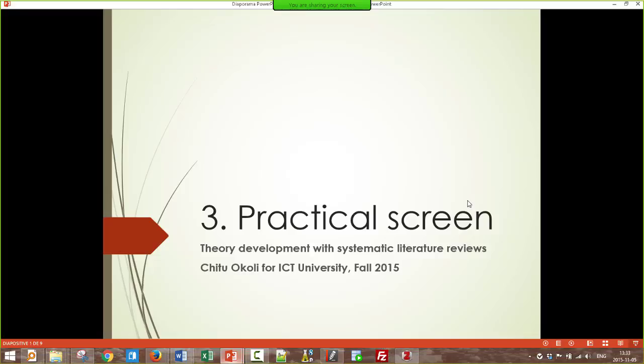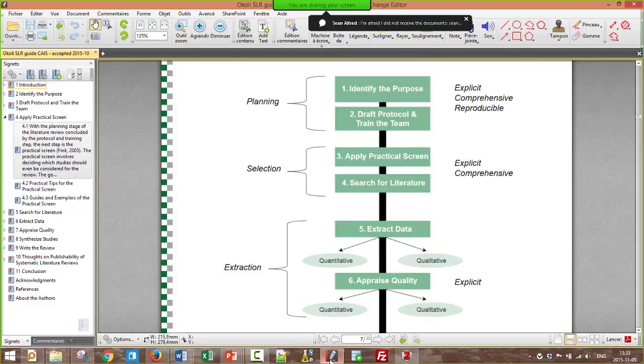Okay, so the practical screen. Coming back to our overall plan, the first major stage is planning the literature review, and that's what identifying purpose and drafting the protocol do. But now we've entered the second stage of selection, which is the practical screen and the search for literature.